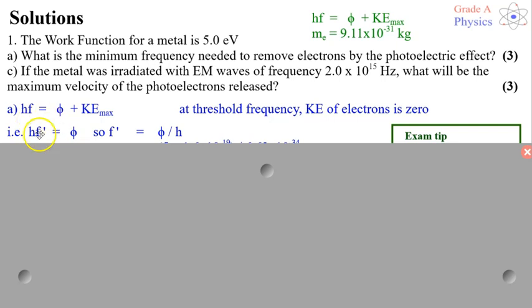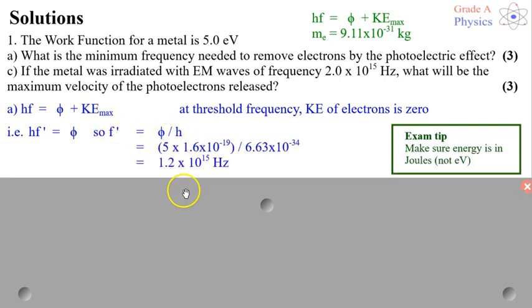So we end up with a far simpler version of the original equation, and we can make f, or f dash, the subject. That's equal to the work function divided by the Planck constant. So this becomes substantially easier. However, we need to make sure that we are in joules.